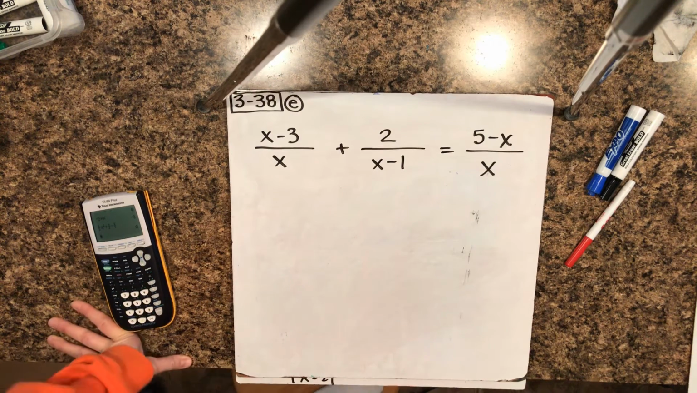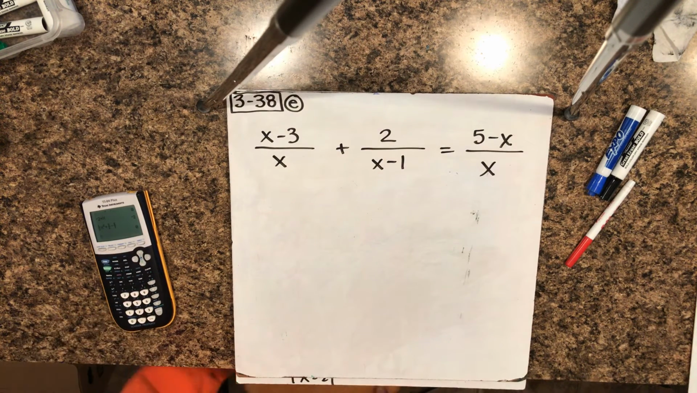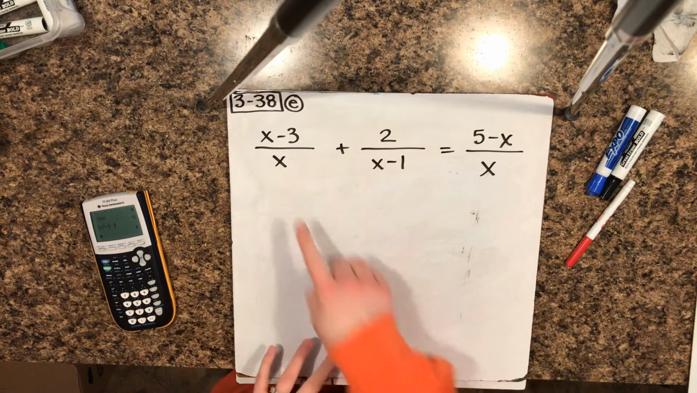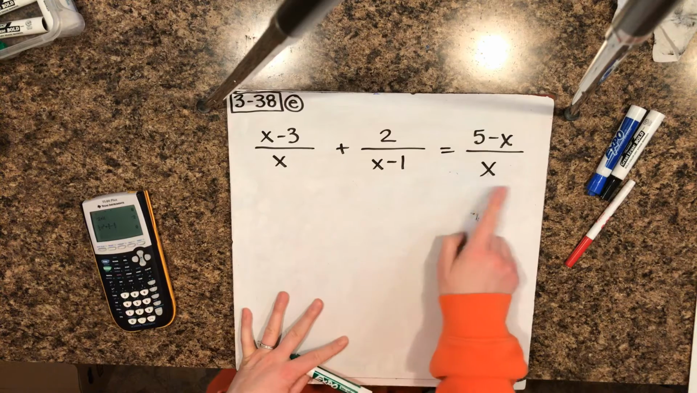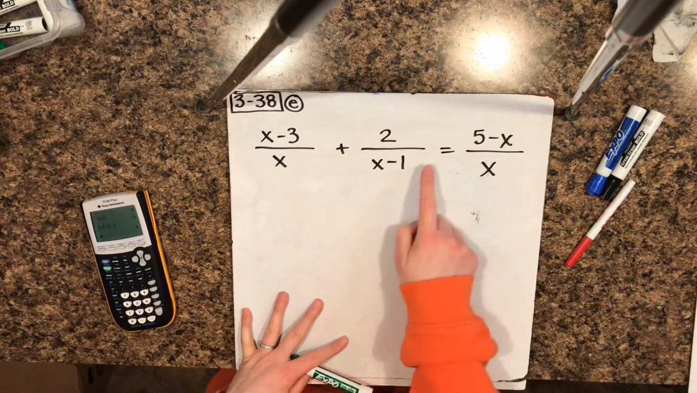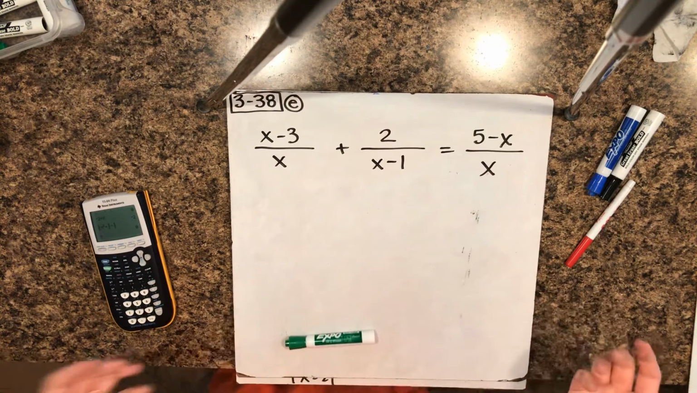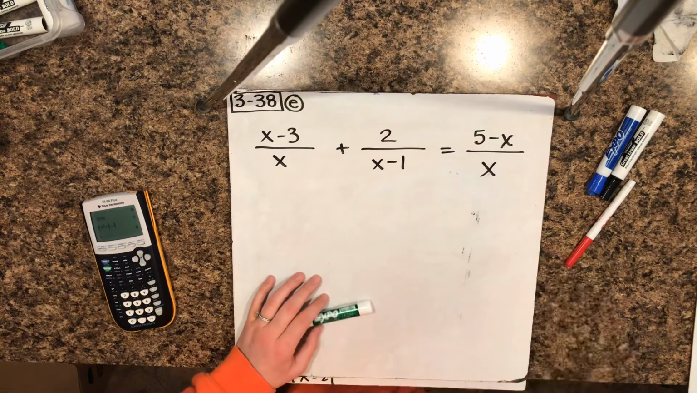All right, this is Algebra 2. This is question 3-38, Part E. Remember, we are solving equations by rewriting them. And remember, we've been talking about if there's a fraction in our equation, and that makes it more difficult, the fraction bar just means to divide.